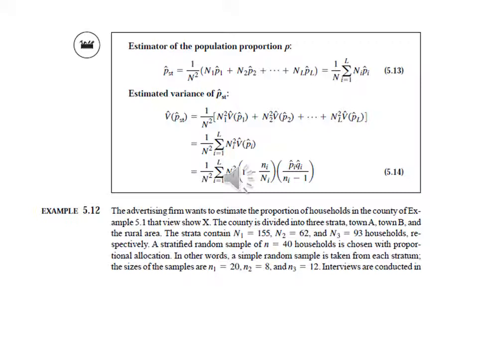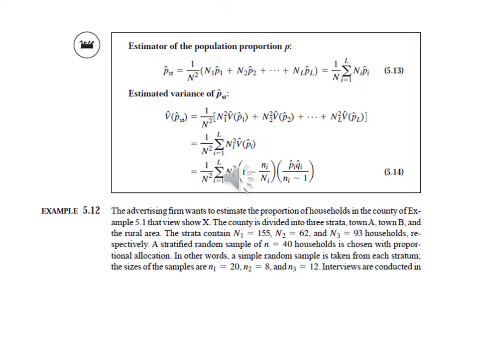Example 5.12. The advertising firm wants to estimate the population proportion of households in the county of example 5.1 that view show X on television. The county is divided into strata: town A, town B, and rural area. The strata contain N1 equals 155, N2 equals 62, N3 equals 93 households respectively. A stratified random sample of n small equals 40 households is chosen with proportional allocation. In other words, a simple random sample is taken from each stratum. The sizes of the samples are n1 equals 20, n2 equals 8, n3 equals 12.